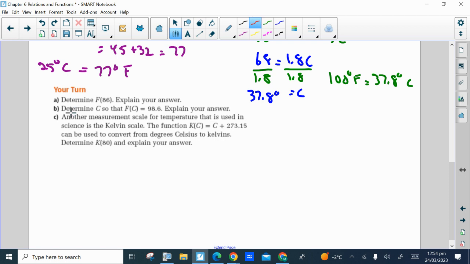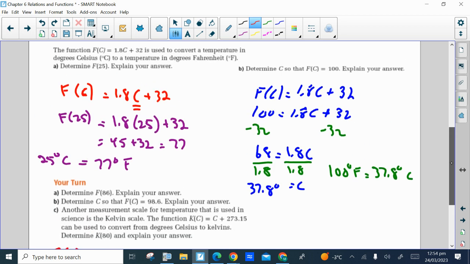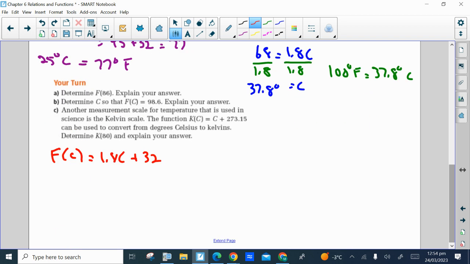So looking at your turn, determine F at 86. We're using the same equation: F at C equals 1.8C plus 32. That is our original equation. Part A says determine F at 86, which means you're replacing the C with 86. So you're going to let C equal 86 in the equation.